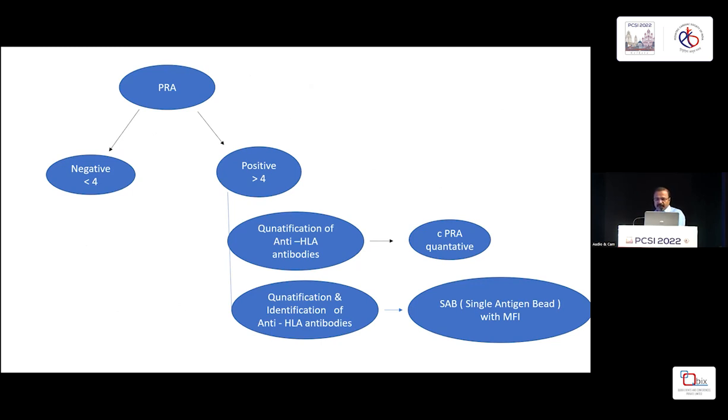By using the single antigen bead, we can identify this anti-HLA antibody and quantify it with the help of MFI, the mean fluorescent intensity. Most of the centers, as per the ISHLT data, consider that if the MFI is more than 5,000, it is significant and needs to be addressed. But in our setup, we consider an MFI of more than 2,000 significant, and we manage this patient differently.